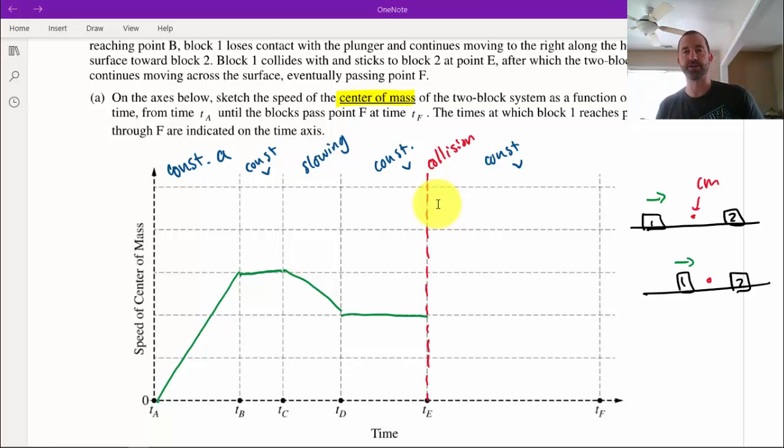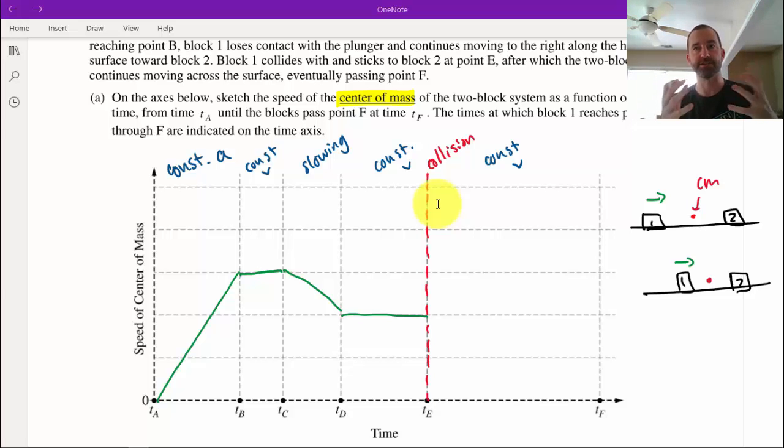That's where the 2 blocks hit and stick together. The question is, what's going to happen to the center of mass? Does the center of mass velocity speed up or slow down? And it doesn't. The idea of conservation of momentum is that there's some total momentum in a system before and after a collision, and the center of mass is what has that momentum.